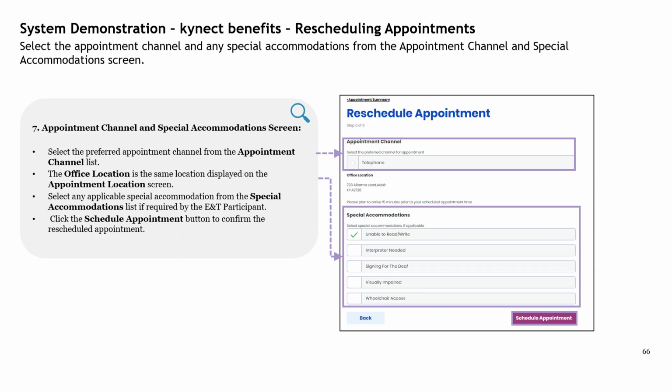Finally, select the appointment channel, in person or via telephone, and any special accommodations, including language and interpretation from the appointment channel and special accommodations screen. The office location is the same location displayed on the appointment location screen. Click Schedule Appointment to confirm the rescheduled appointment. Your appointment is now rescheduled.